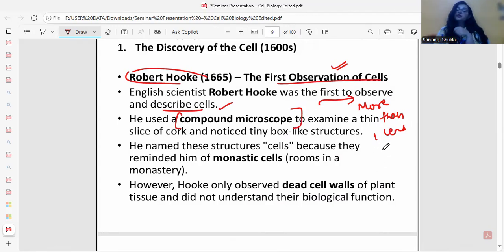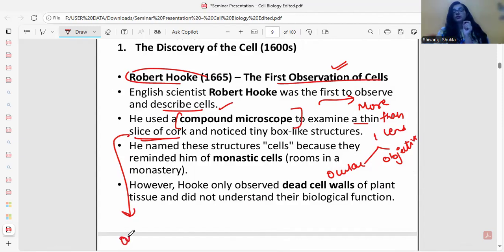What two lenses is it using? It is using the ocular piece, the eyepiece, or ocular, and the other lens is the objective lens. Right? The two lenses are there, and that is why it is called a compound microscope. He examined a thin slice of cork. Cork is the outermost epidermal layer of woody plants.